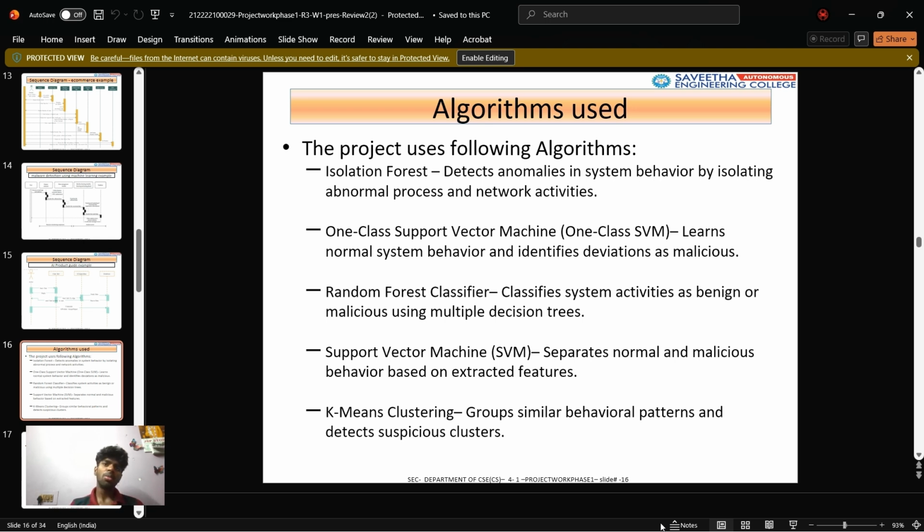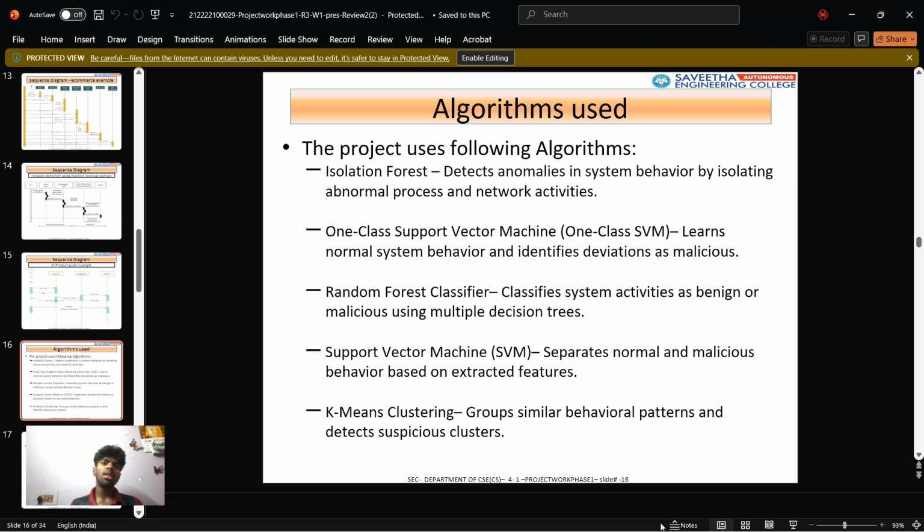Whenever the CPU spikes high or the memory spikes high, this one-class support vector machine will identify whether the activity is normal data or abnormal, and then it alerts the user. And random forest classifier. This classifies the system activities as benign or malicious using multiple decision trees. Then support vector machine. This separates the normal and malicious behavior based on the extracted features. Then K-means clustering. This groups similar behavior patterns.